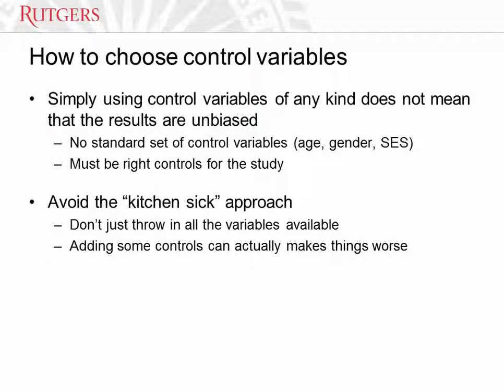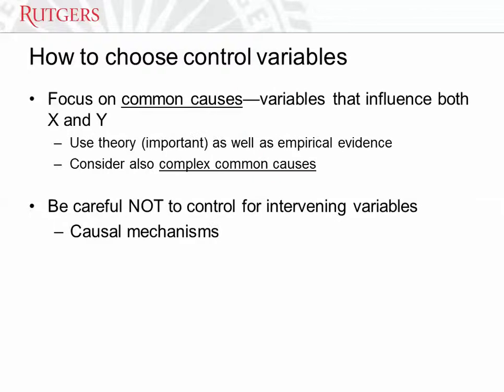But it's also true that the researchers, or whoever is doing your own analysis, should avoid the kitchen sink approach. You shouldn't just throw everything that you have in the data set into the control variables, because it turns out that you can actually make a mistake by over controlling, or putting in too many control variables, and that can make things worse than not including control variables. So those are some considerations.